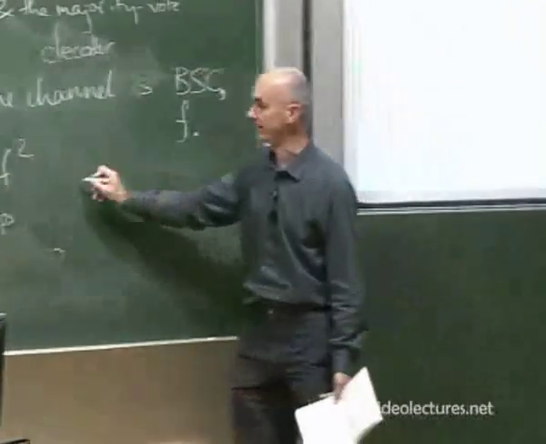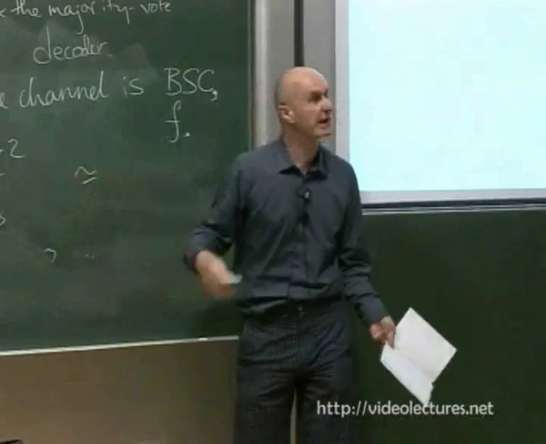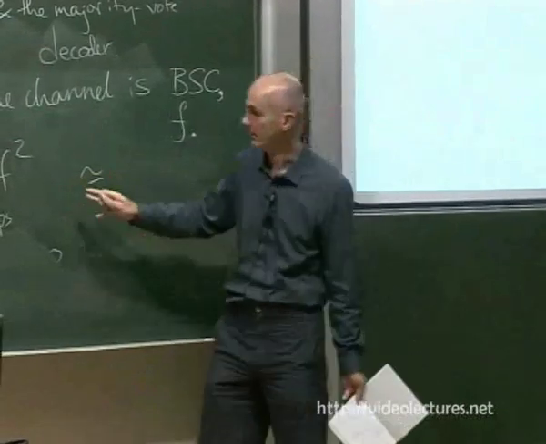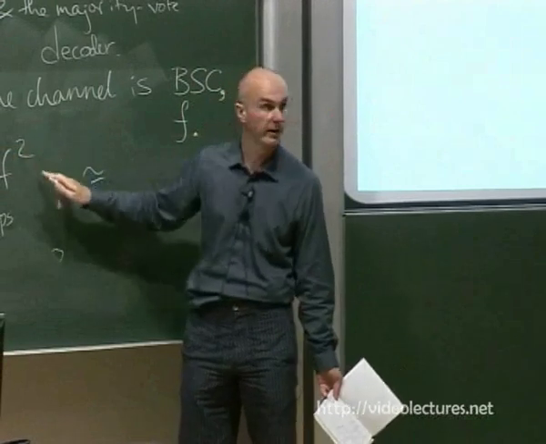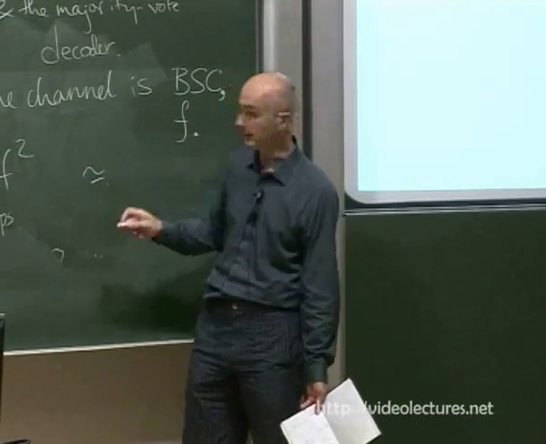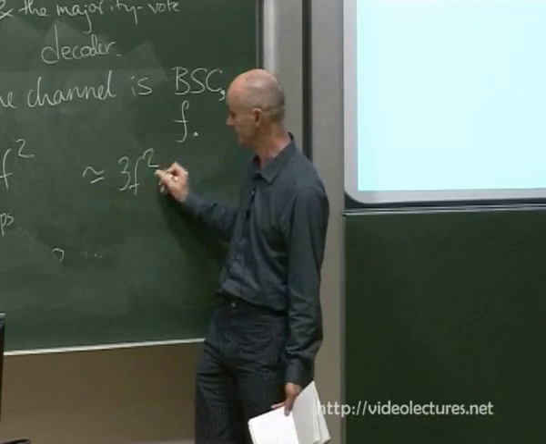Okay, and how does this roughly scale? Well, if f is small, like 0.1, or maybe even smaller than 0.1, we care about the biggest term in this series, and the biggest term is the one with the smallest power of f in it. So this is roughly 3f squared.